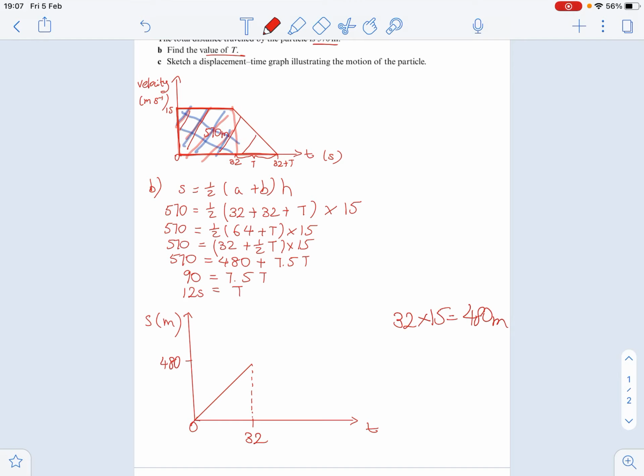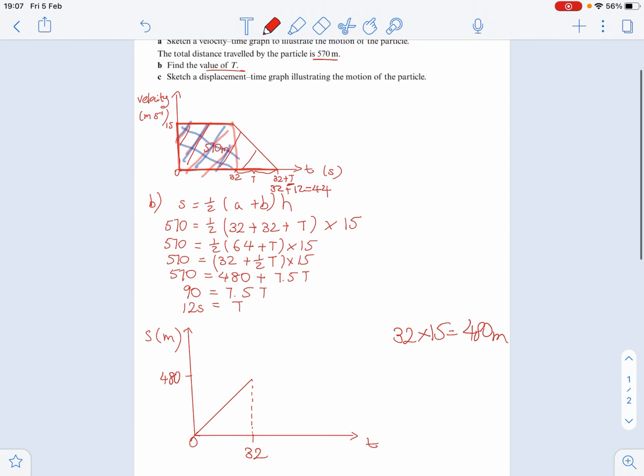Then from the question, we just figured out what t is. t equals 12. Therefore, this place here is 32 plus 12, which is 44 seconds. So when it's at 44 seconds, the distance traveled is 570. Remember, it's decelerating, so it won't be a straight line. Not very to scale, but at 44 seconds, the total distance traveled is 570.